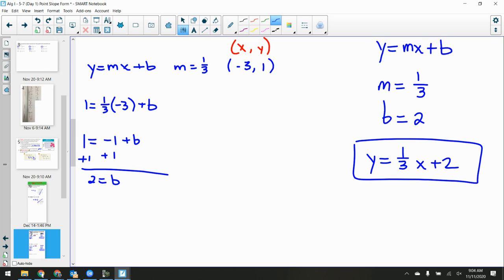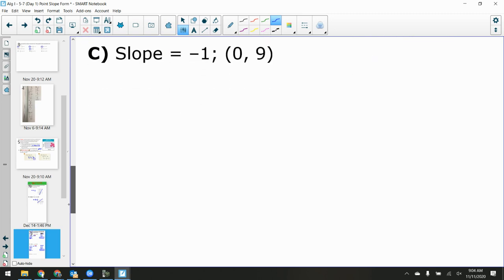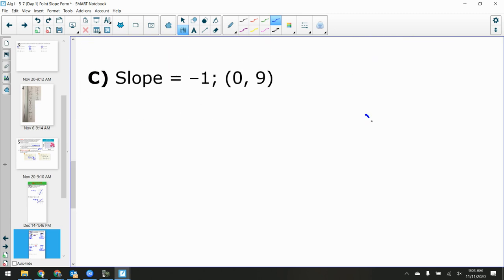Okay, let's go through this one. So we know we want to end with y equals mx plus b. I always like to set myself up over here. I've got to find my m, I've got to find my b value. What's my m? So let's solve for b.